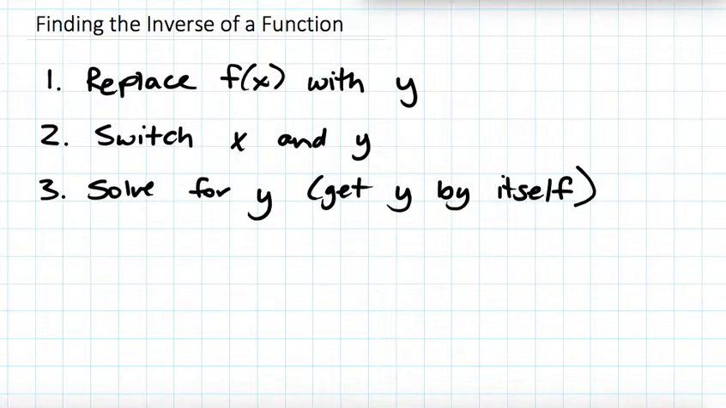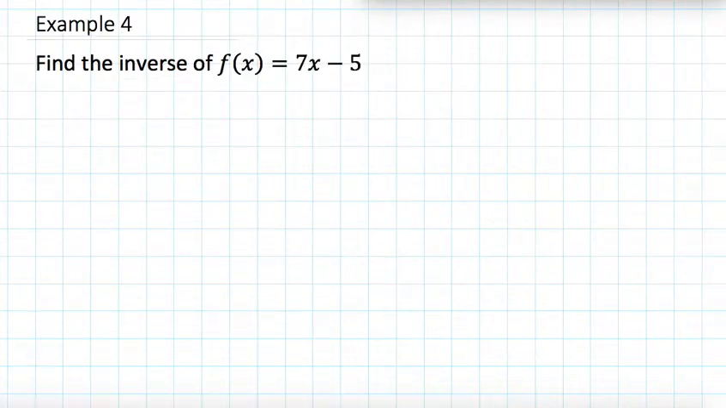So we're going to look at example 4. It says to find the inverse of f of x equals 7x minus 5. So first I'm going to replace f of x with y. So that would be y equals 7x minus 5.